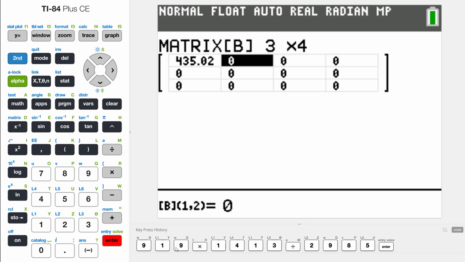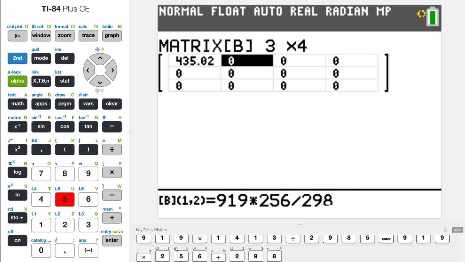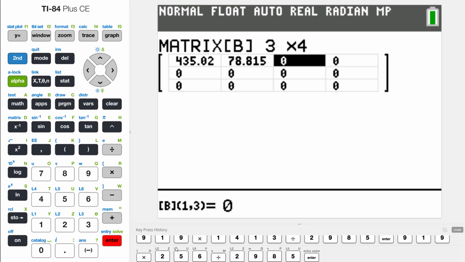So for example, the next one, which would be very happy and widowed, we have a row total of 919. We have a column total of 256. And we're going to divide that by the grand total. And there's our expected count for widowed and very happy, or very happy and widowed. And so let's do the rest in the same fashion.